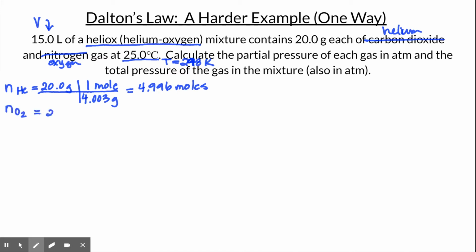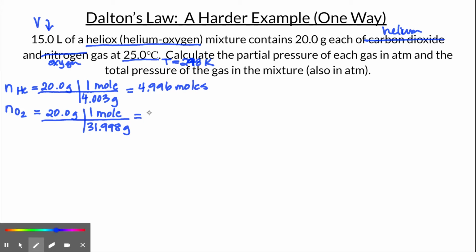In a similar way, I'm going to solve for the number of moles of oxygen gas. So we have 20.0 grams of oxygen, divided by the molar mass of oxygen, which is 31.998. Recall that oxygen is diatomic. So the number of moles of oxygen in the tank is 0.62504. So in this way, you can get the number of moles of each of the gases.